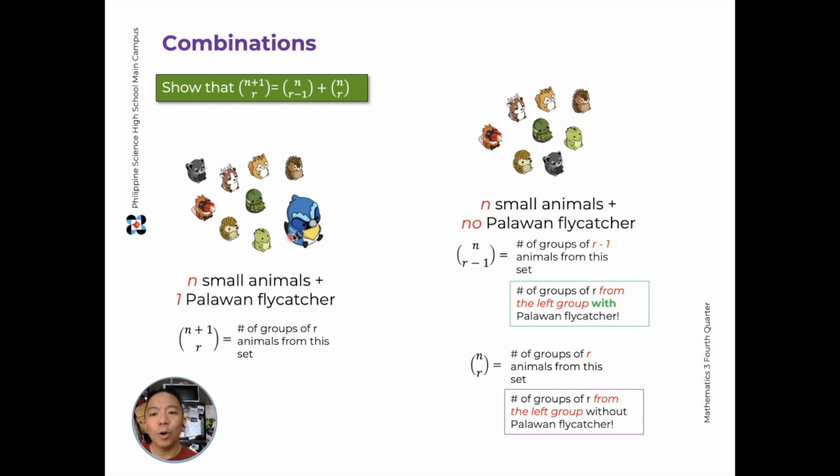It's like taking all the groups here na nandun si Palawan flycatcher, then papalayasin mo siya. You'll have the same number of groups here. So logically, yung total number of groups na wala si Palawan flycatcher at yung total number of groups na kasali si Palawan flycatcher, that is equal to the total number of groups na magagawa mo dun sa set na andun naman si Palawan flycatcher in the first place. And now, we have two proofs that show that n plus 1 choosing r pareho sa n choosing r minus 1 plus n choosing r.